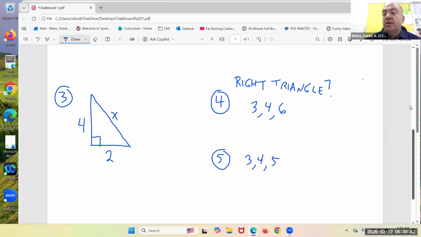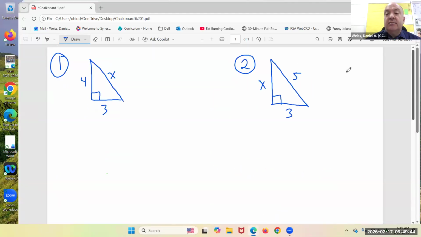All right. I'm going to show you how you're going to do right triangle problems really fast on your calculator. And you can just use a regular calculator. You can use your phone calculator. Here's what you're going to do.